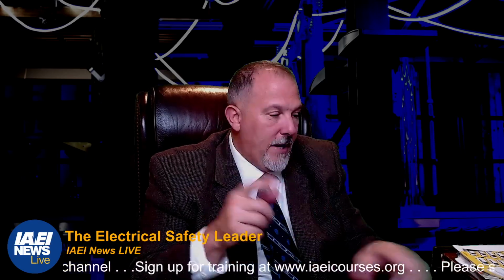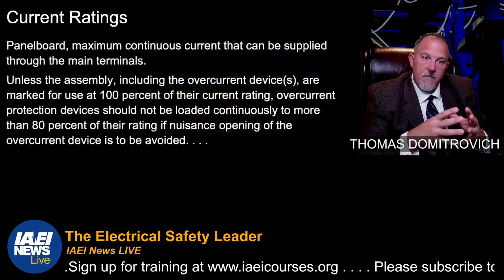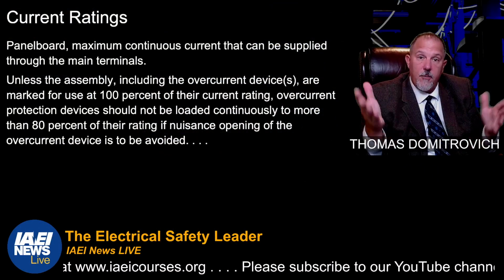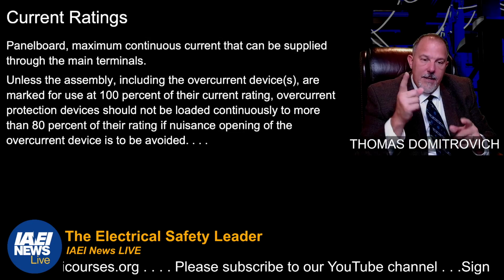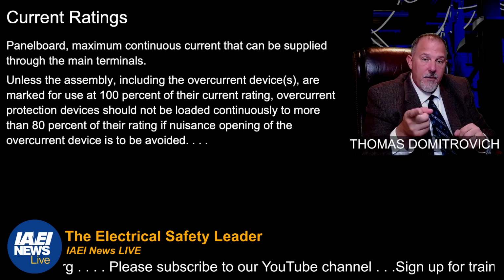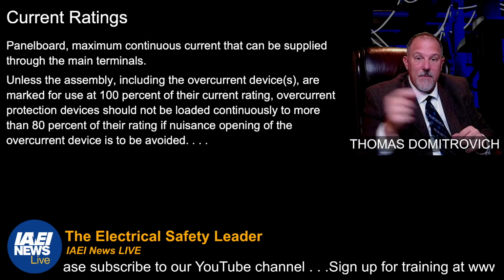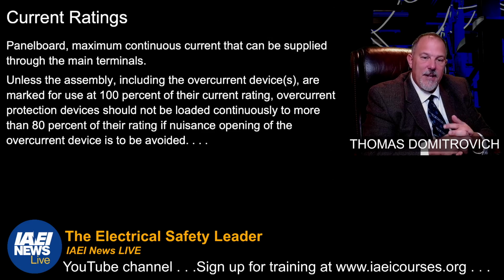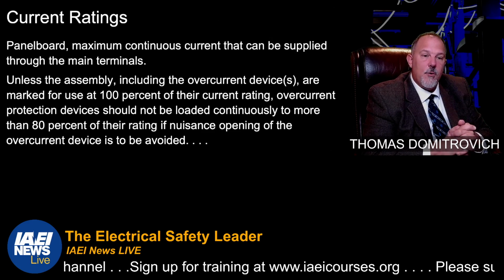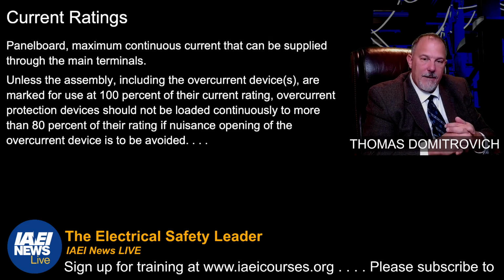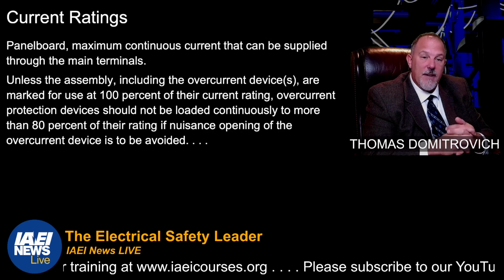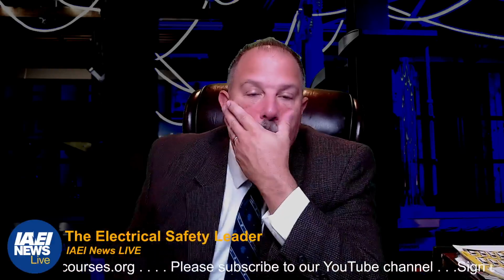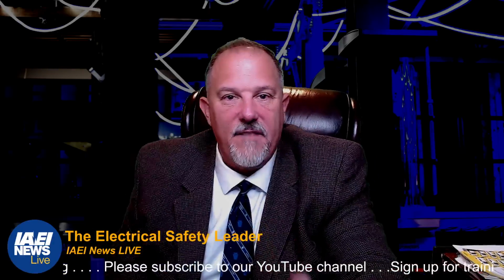So then we look at the panel board. The panel board maximum continuous current that can be supplied through the main terminals is the current rating of a panel board. And then it says, unless the assembly, including the overcurrent devices, remember what we just said, are marked for use at 100% of their current rating, overcurrent protection devices shall not be loaded continuously to more than 80% of their rating if nuisance opening of the device is to be avoided. Now, what does that 125% do?